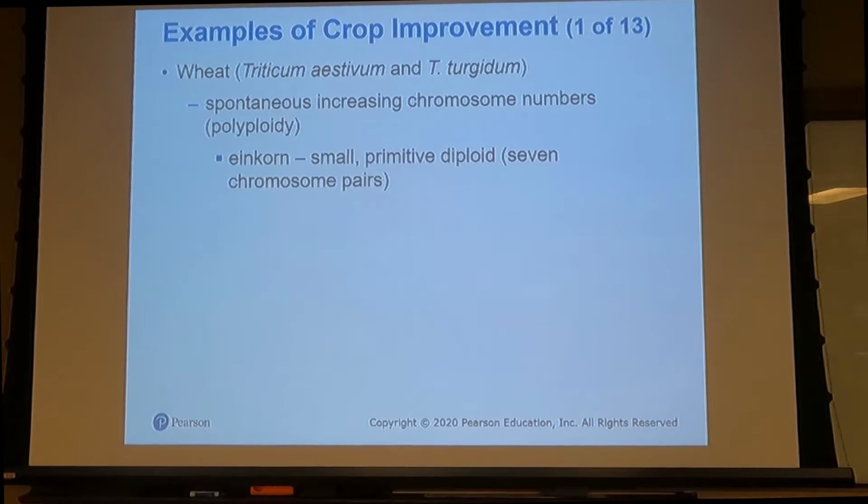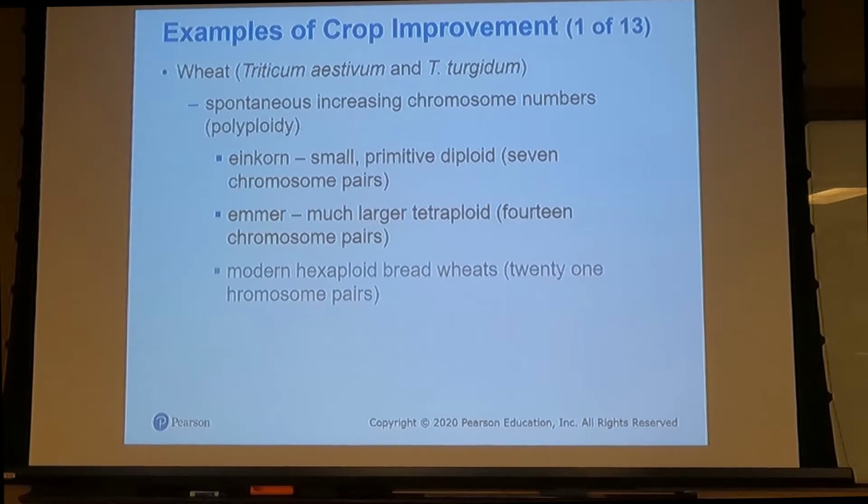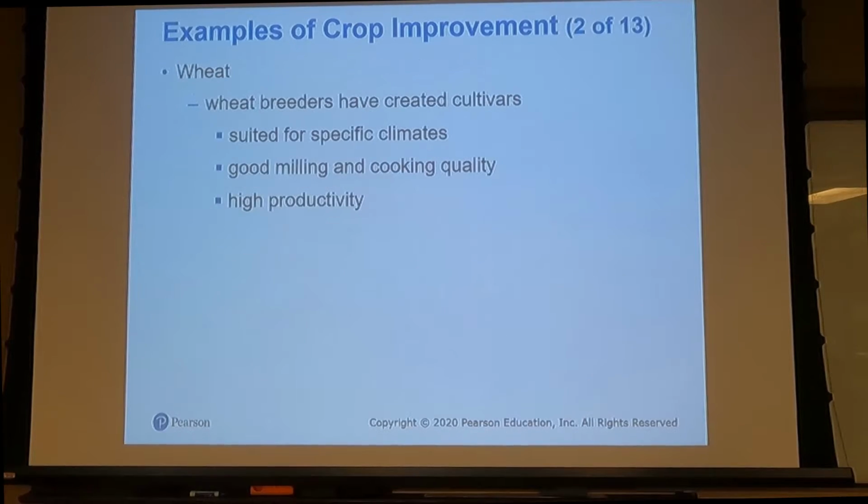We have different types of wheat: einkorn, emmer, and then hexaploid bread wheats. So this is kind of how we went about increasing the chromosome numbers so that we could improve the superior nature and the hardiness of that wheat plant. Then we have specific cultivars that are specific to climates.